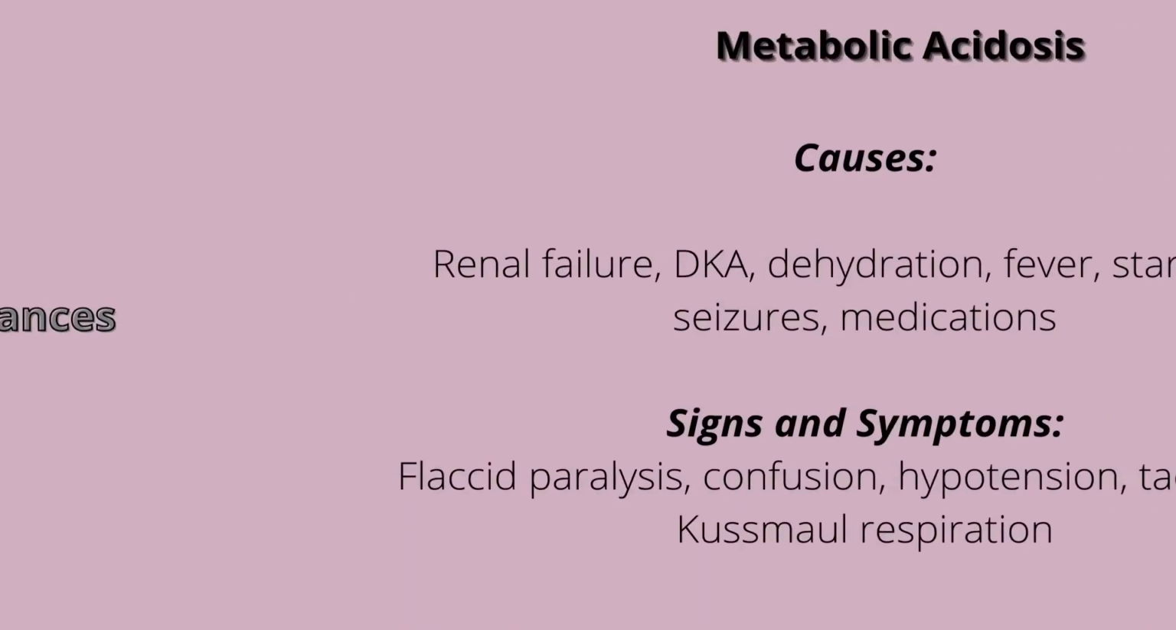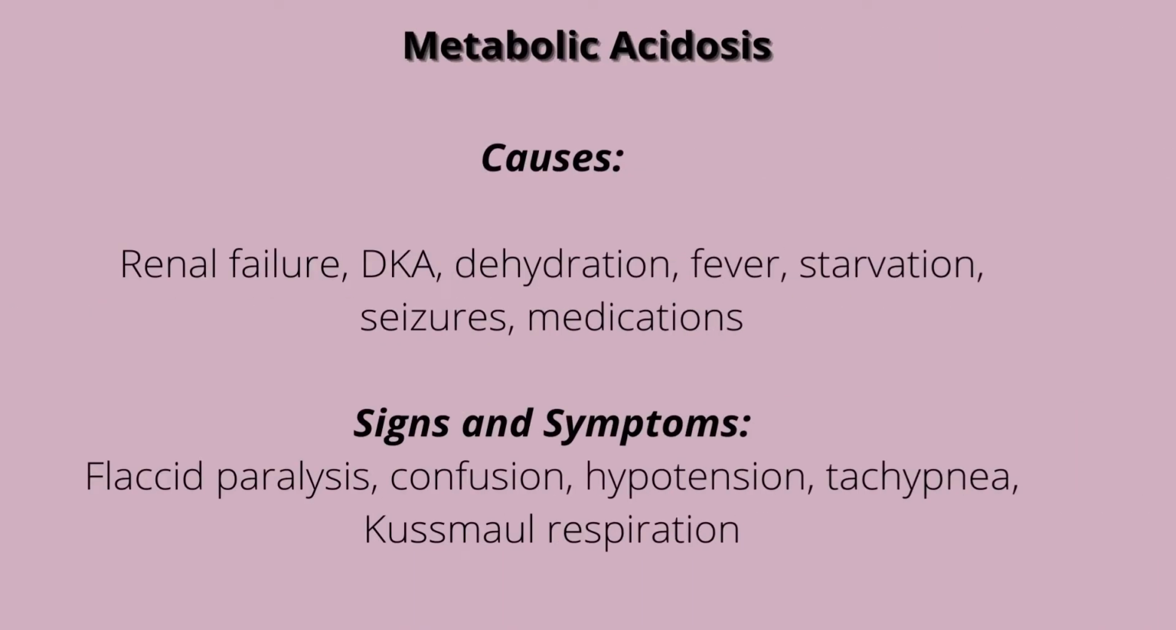So some of the causes of this metabolic acidosis include hypoxia, starvation, seizures, renal failure, DKA, dehydration, diarrhea, as well as fever, and also some overuse of metformin and antiretroviral drugs. And some of the signs and symptoms we're going to note with this patient will include they'll have flaccid paralysis, they'll be confused, they'll have lethargy.